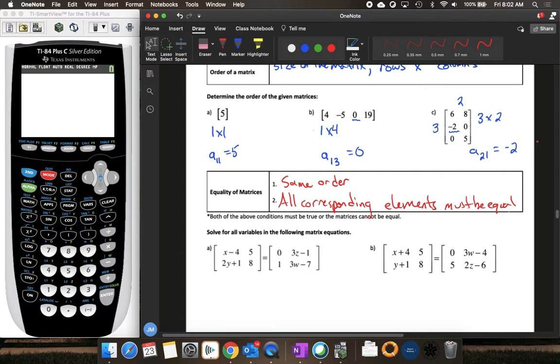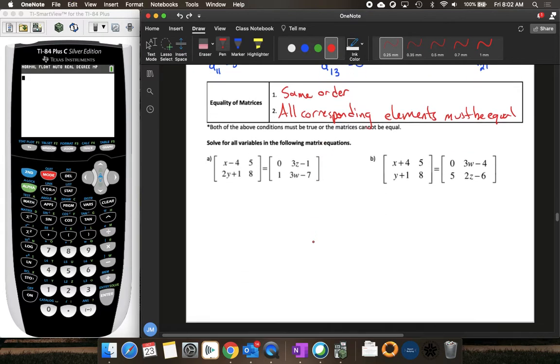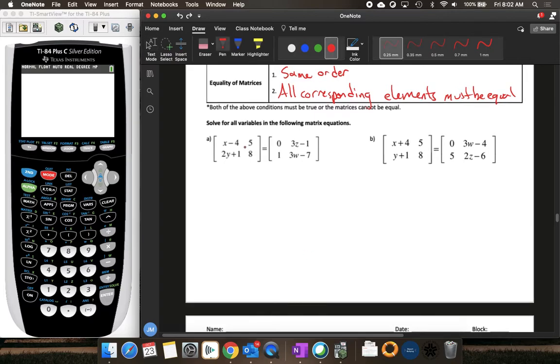So even if they're the same order and the same size, all their elements have to be equal to each other. And even if all the corresponding elements that they share are equal, they have to be the same size in order to be equal. So it's important to make sure that both of those are satisfied in order to have matrices which are equivalent. Okay, so let's see how we can use that to solve some simple equations.